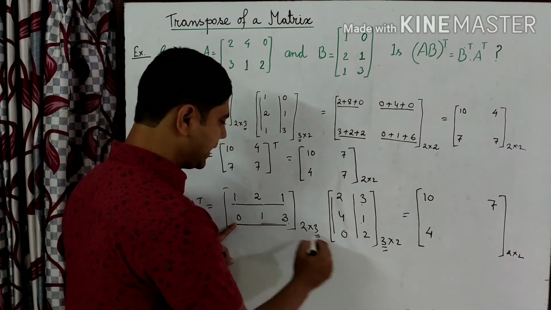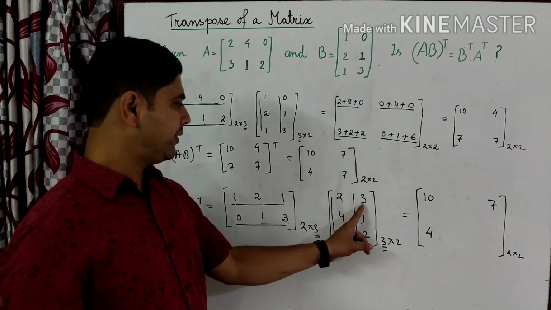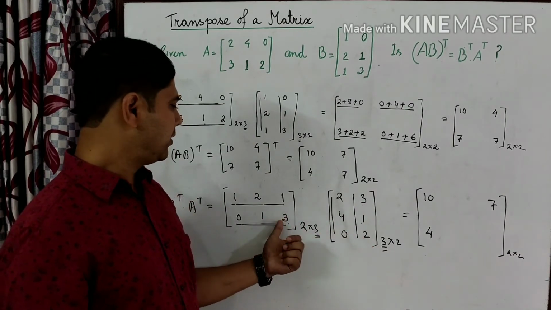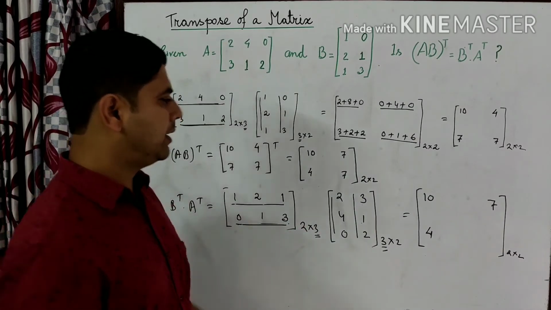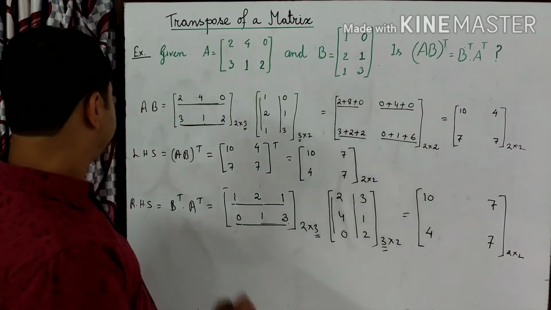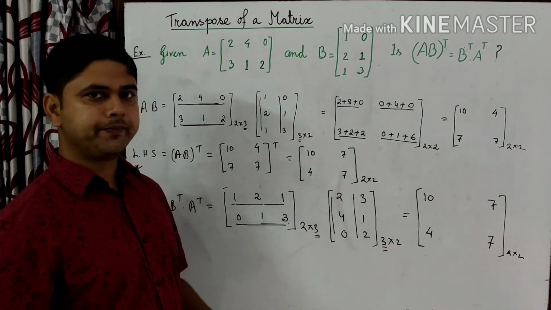Next, second row multiplies with what? Second column: 0 into 3, definitely 0, then 1 into 1, 1, and 3 into 2, 6. 6 plus 1, this one is equal to what? 7.